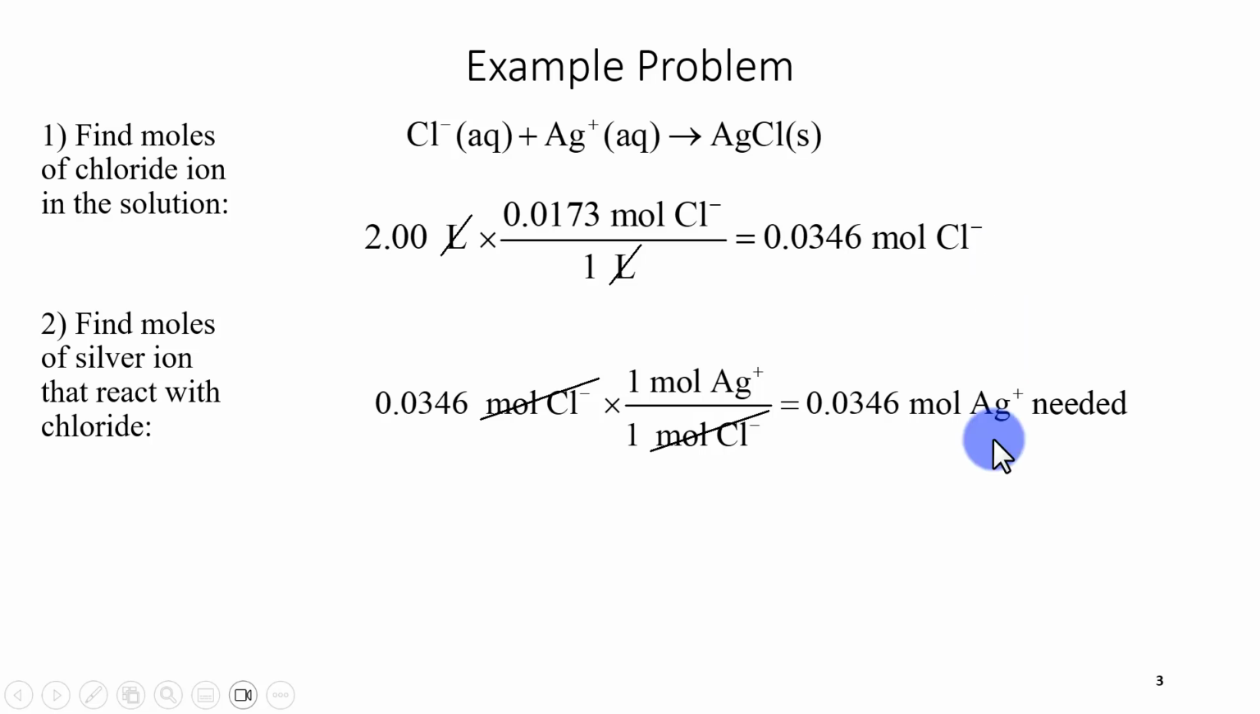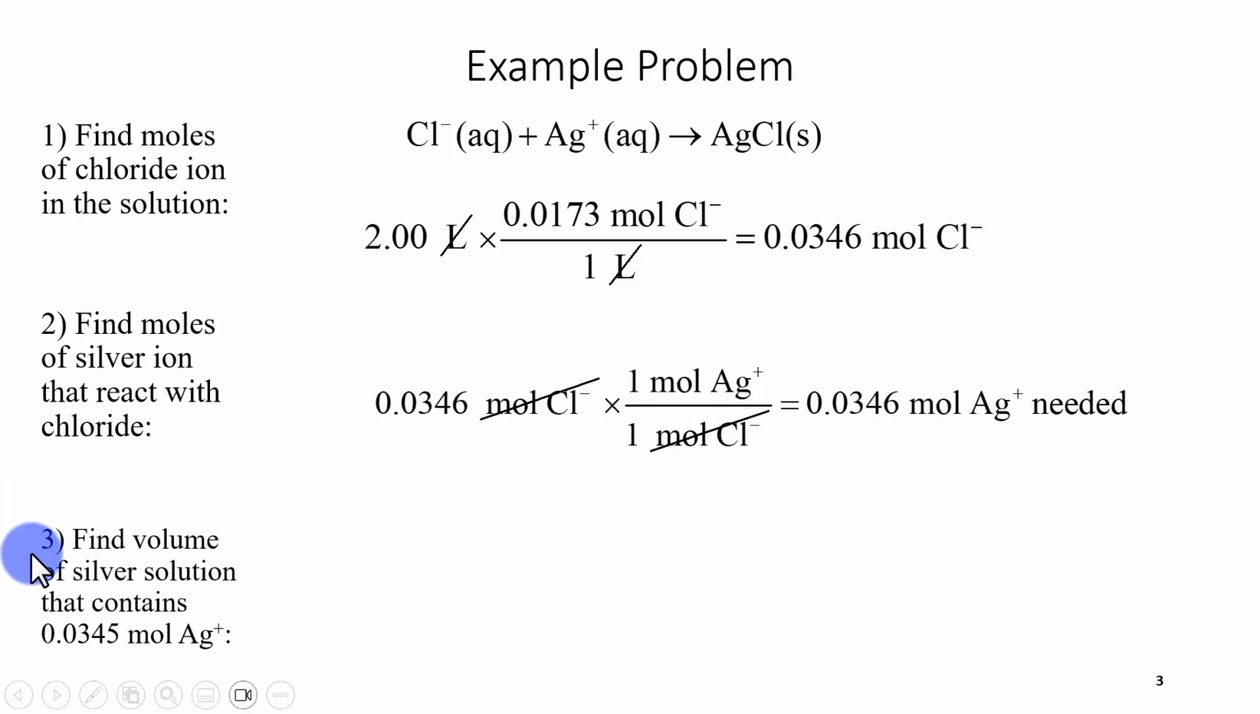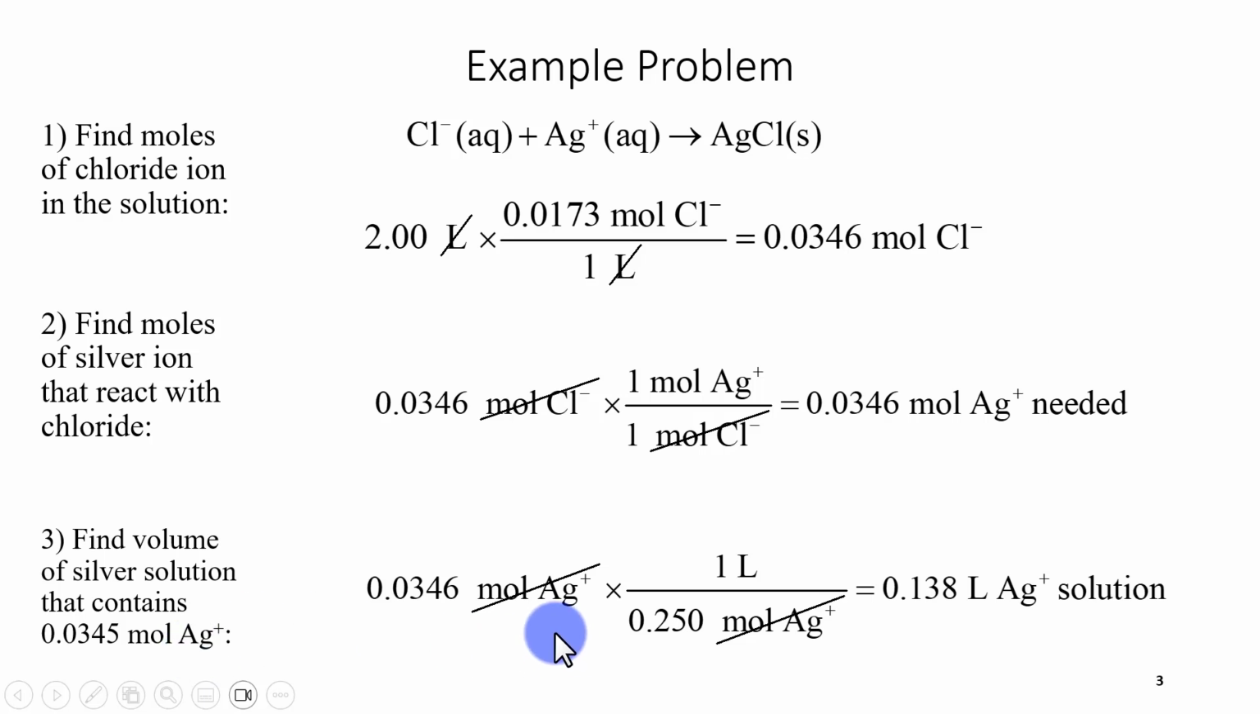Now that I have this amount, I can look back to the problem and it gives me the molarity of the silver nitrate solution. Don't get confused with the NO3. That's just a spectator ion, but the molarity of that solution, because it's a 1-to-1 ratio, will correspond to the molarity of silver ions as well. So once I have the moles and the molarity, I can use that to find the volume. Find the volume of silver solution that contains 0.0346 moles of silver.